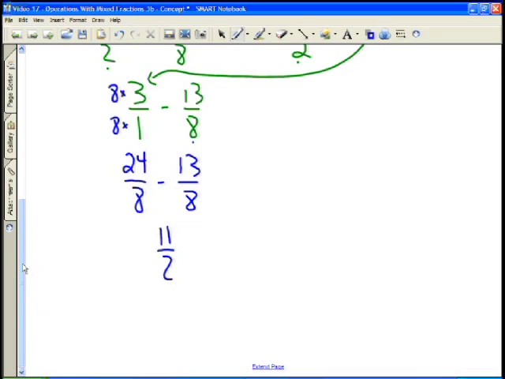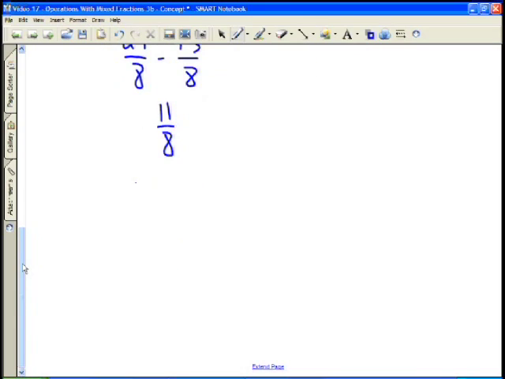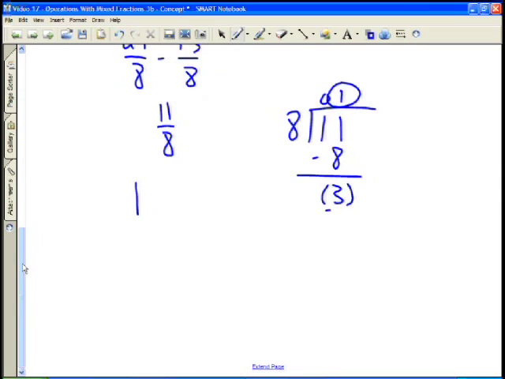And 11/8, well, I know I can get 1 out of it, and that will take care of the 8, and then I'm going to have 3 left over, and again, that's when I divide 8 into 11. 1 times 8 is 8, and then I subtract, and I'm left with 3. So my answer here as a mixed fraction is 1, and 3, my remainder, over my original denominator, which was 8. So then I get 1 and 3/8.